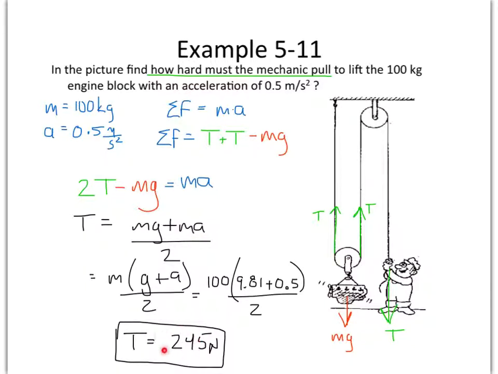Now again, if you were to divide that by 4, it would give you the poundage. We're more familiar with pounds, so that'd be about 60 pounds of force. So you'd have to be pulling down with the equivalent of 60 pounds of force in order to get that 100 kilogram engine block to accelerate upwards, all because of a mechanical advantage, doubling the force through ropes and pulleys.